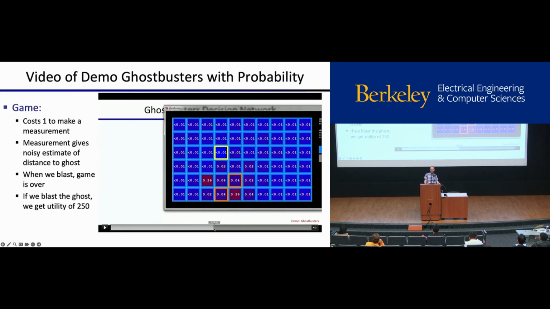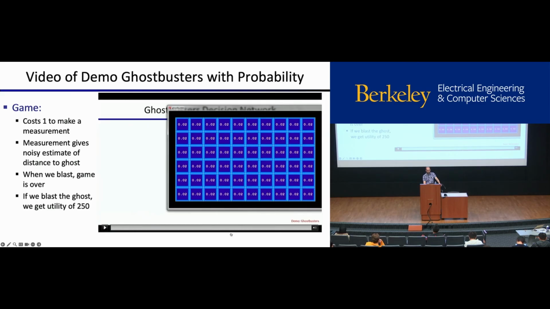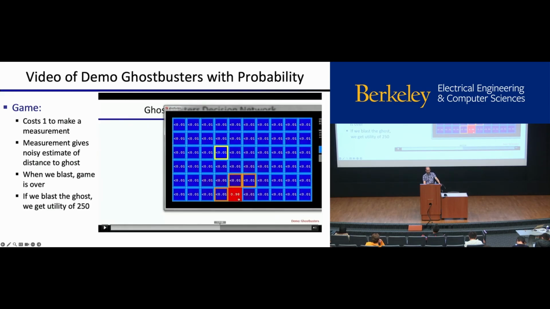OK, so now there are a couple more guesses saying that the ghost is pretty close to there. And now there is a measurement taken there, which means the ghost is very probably there. And either the player has busted or is about to. OK, I think maybe they did. Yeah, and so then once you're 98% sure that the ghost is there, you can say, OK, I'm going to bust at that square. And with a 98% chance, you'll get a utility of 250.